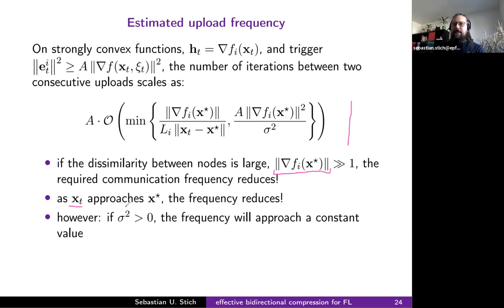And secondly, we see that as soon as x_t approaches x star, the communication frequency reduces. And actually, it could go to 0 if there is no stochastic noise. On the other hand, if the stochastic noise is positive, then this term will just be some constant. Basically, we're saying that after some constant number of iterations, communication will be triggered in expectation. This is not fully rigorous, so if you have some motivation or idea to make this fully precise, I think that would be an interesting problem.